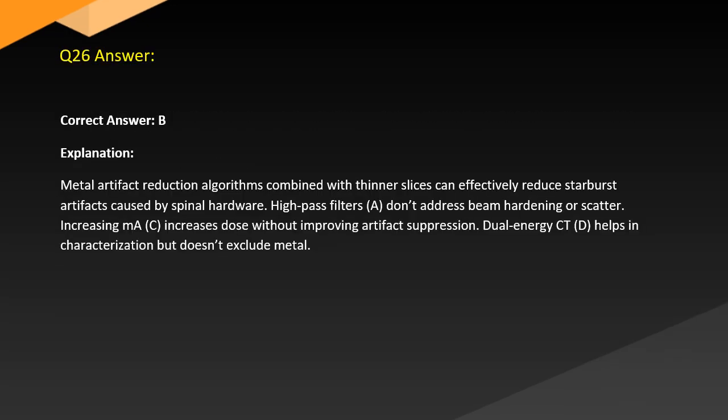Answer. Correct answer: B. Explanation. Metal artifact reduction algorithms combined with thinner slices can effectively reduce starburst artifacts caused by spinal hardware. High-pass filters, A, don't address beam hardening or scatter, increasing MAR. C increases dose without improving artifact suppression. Dual energy CT, D, helps in characterization but doesn't exclude metal.